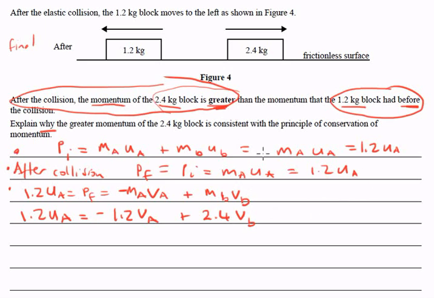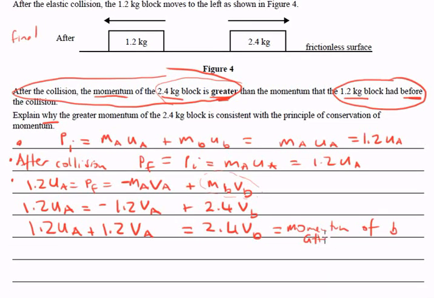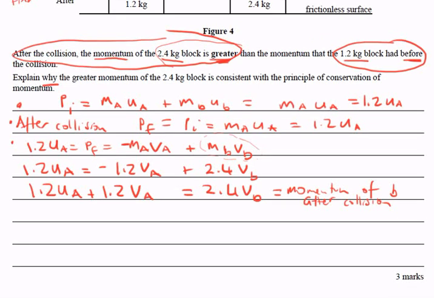So the momentum of just this one after is equal to this guy here. Here he is, that's the momentum after: mB times that, and we can rearrange that to find a number for it. So let's rearrange it, put this on that side. We get 1.2 uA plus 1.2 vA equals 2.4 vB, which equals the momentum of B after collision. And now we've just got to finish it off and tidy it up.